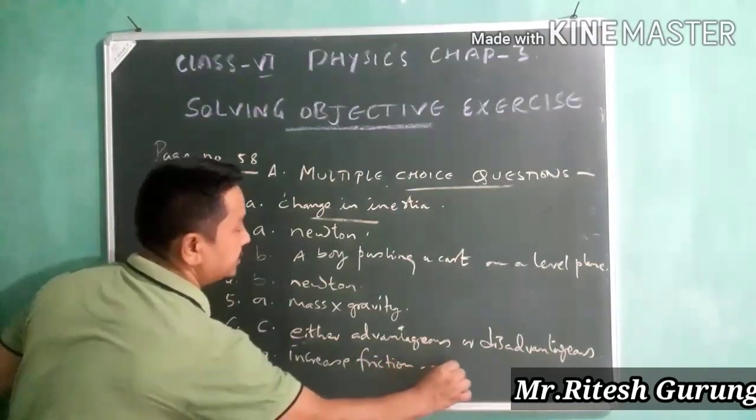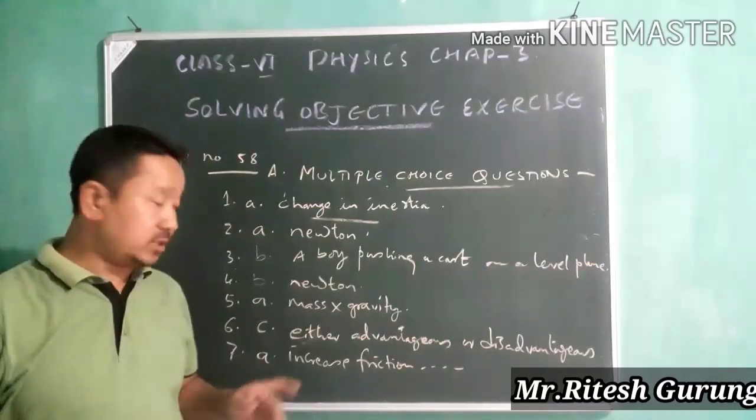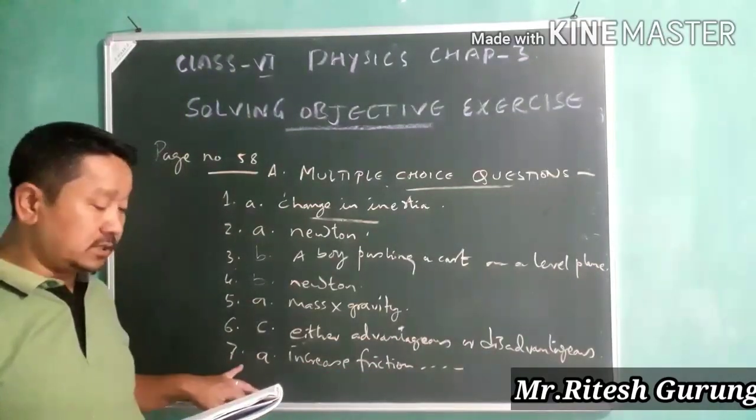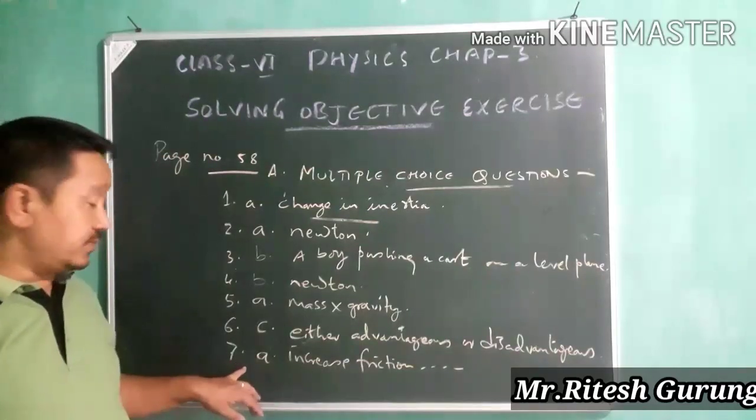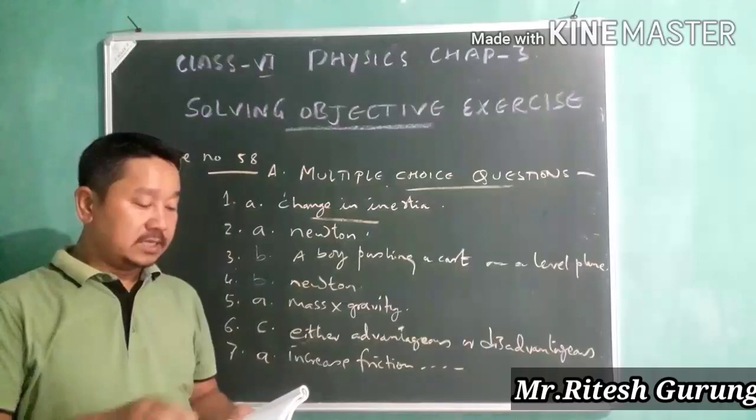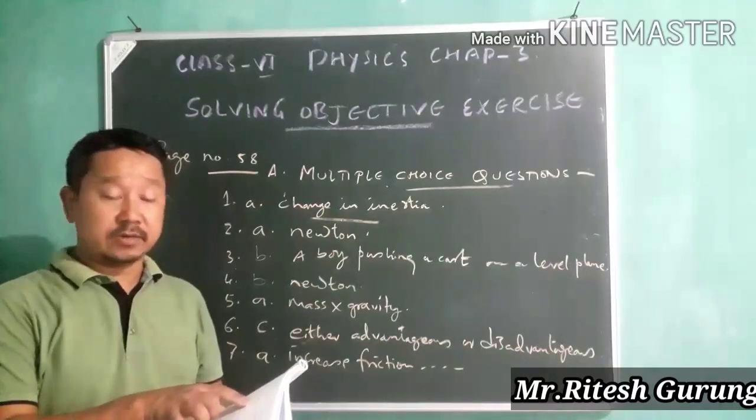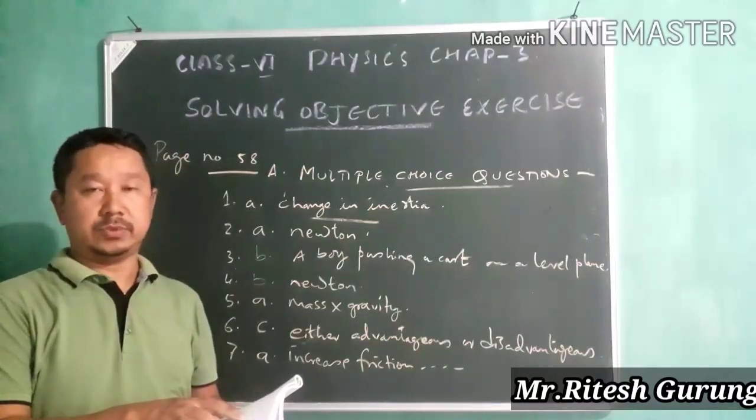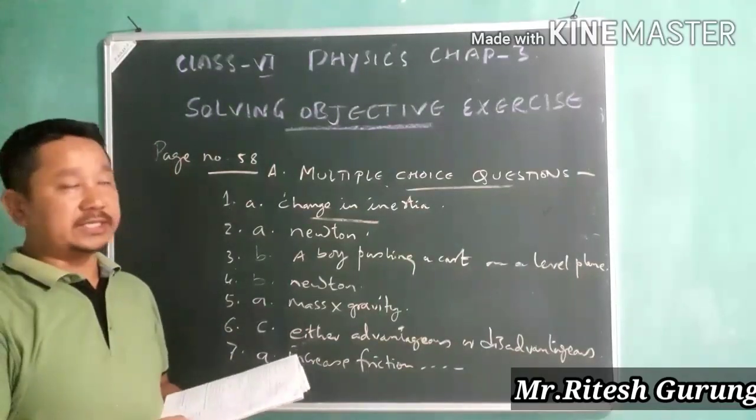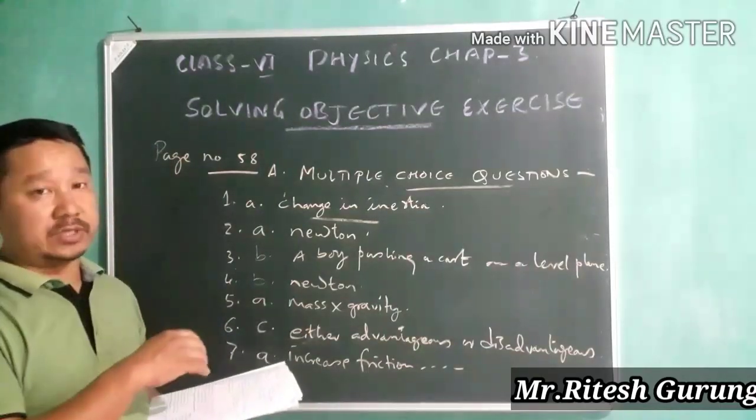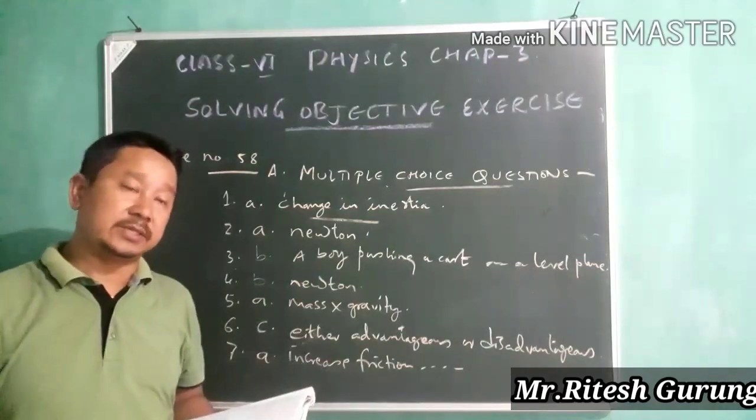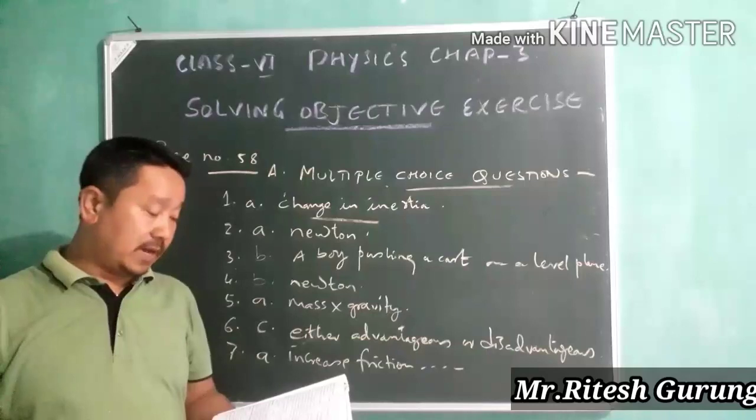So the answer for question number 7 is option A, increase friction of the tire with the road. A number of times we discussed in the session, when we were going through this chapter, especially the advantages and disadvantages of friction. That time we had discussed all about it.